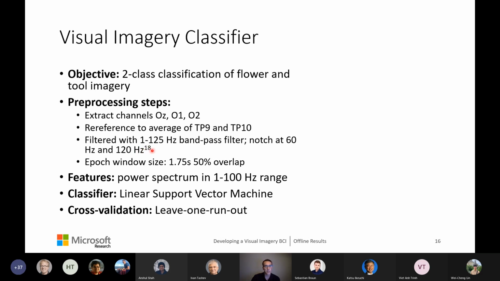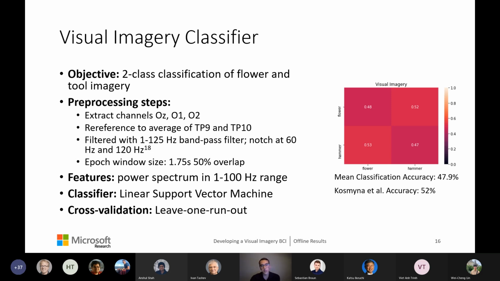So we bumped that filter up to 1 to 125 hertz with a notch at 60 and 120 hertz to remove power line noise and its harmonic, and used the same epoch size. Our features here were the full power spectrum in the 1 to 100 hertz range, and we used the same SVM classifier with leave-one-run-out. As for our accuracy here, unfortunately, we were still getting around chance level accuracy. We weren't able to identify if they were looking at or imagining a flower or a hammer. However, this was in line with what Natalia was getting in her experiment as well.